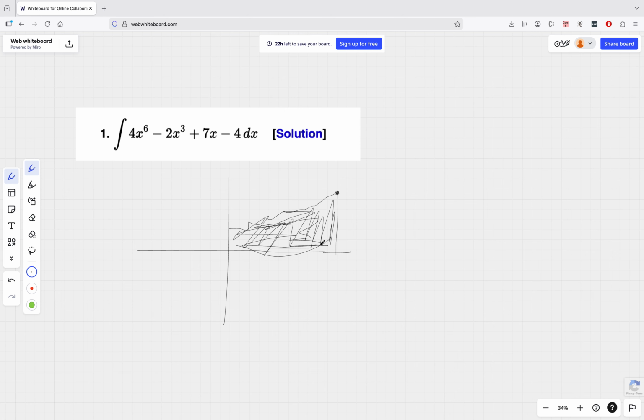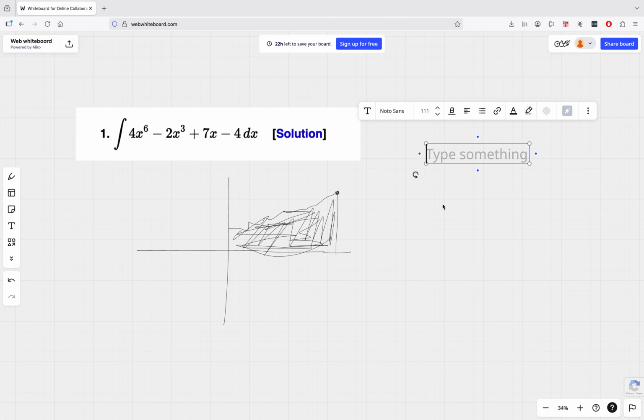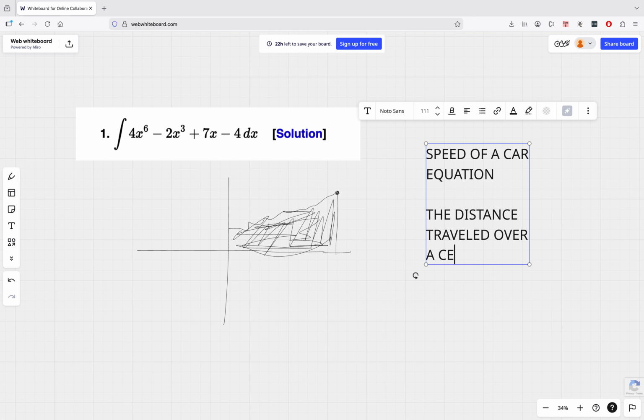There are a lot of real life problems where we need to calculate not just, for example, if we have the speed of a car, we can use the integral to calculate, or I guess an equation for the speed of a car. And I'll write that down. Speed of a car. And we have the equation for this. We want to find, though, not maybe the speed at a certain time, but the distance traveled over a certain period of time if speed changes.